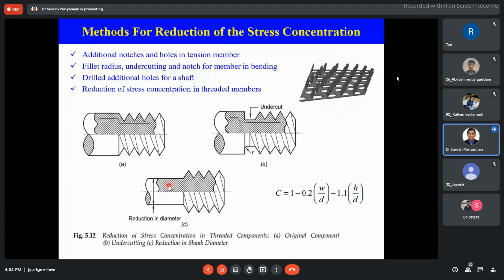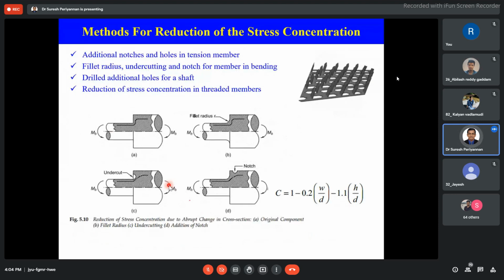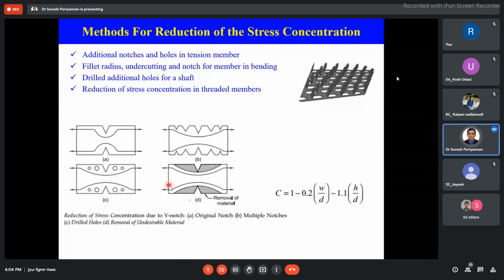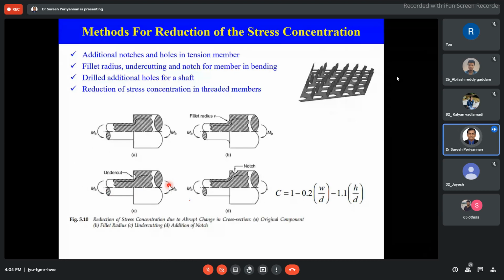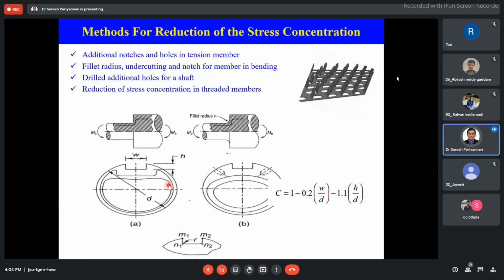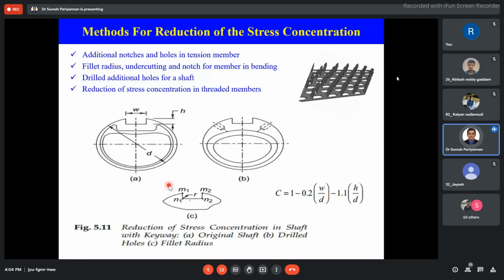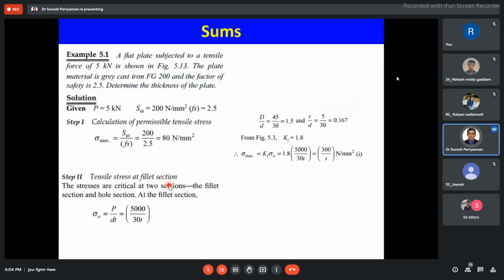Now, whatever we discussed in the last four methods, here we are modifying the design. We are mandatorily introducing some notches, some holes and some fillets to reduce our stress concentration. So this is modifying our design and reducing the stress concentration simultaneously. These are the four methods. Please go through our book. You are going to get more information.